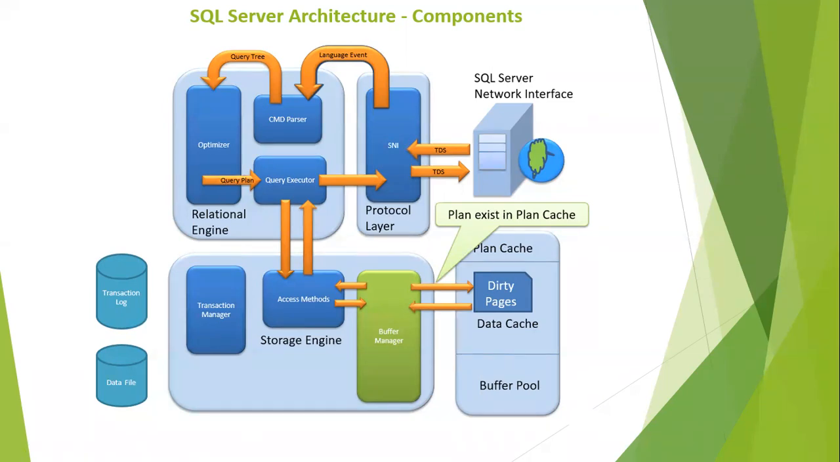So it generates a query tree. A query tree is nothing but a huge query that is divided or normalized into multiple parts, and that query tree will be sent to the optimizer.